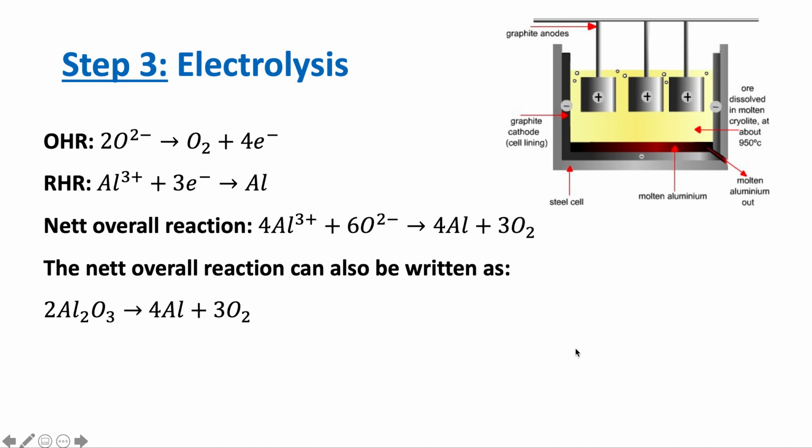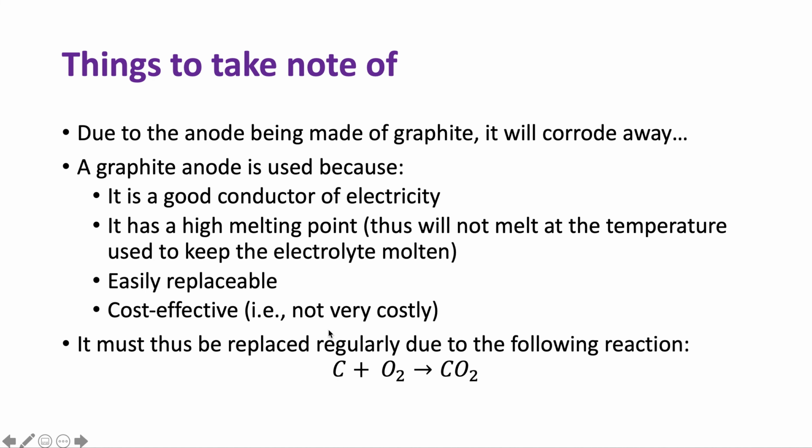All right. Now, it's very important that you take note of the oxidation half reaction and the reduction half reaction. Remember that oxidation occurs at the anode and reduction occurs at the cathode. Your net overall reaction is also important to take note of, all right? And it's also important to take note of how the net overall reaction can also be written. So some additional things to take note of.